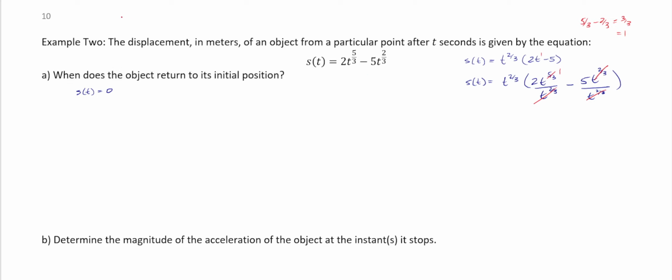All right, so what we have to do here is set s at t equal to 0. So 0 is equal to t to the power of 2 over 3, and then 2t minus 5. Well, that leaves us with two possibilities. t could be equal to 0, or t could be equal to 5 over 2. That's our other possible value for t. Note that this one we're going to discard because this is the initial time, right? And so this is when it returns.